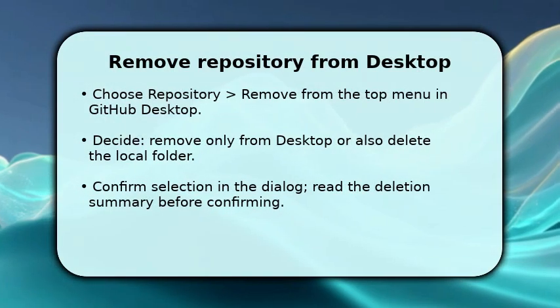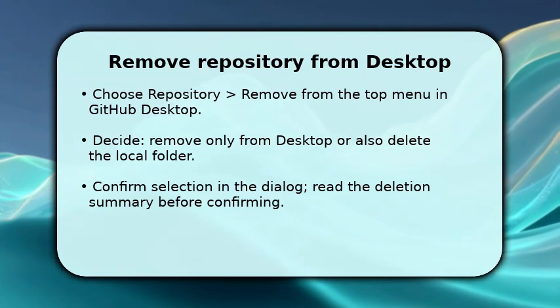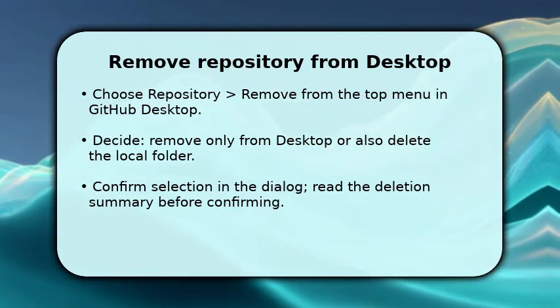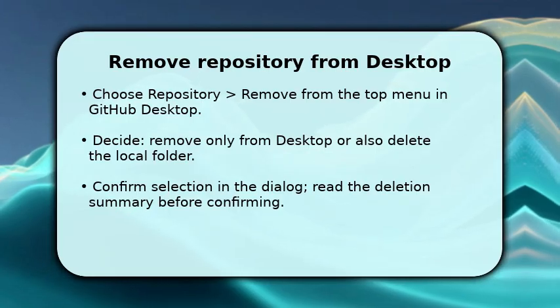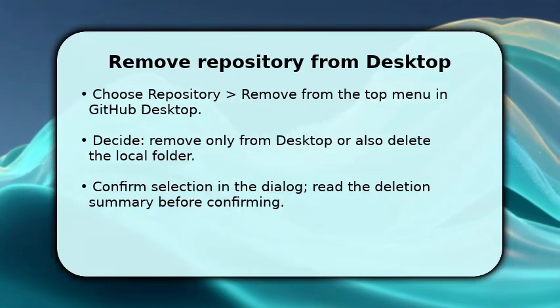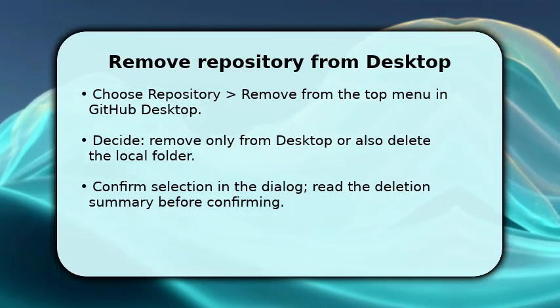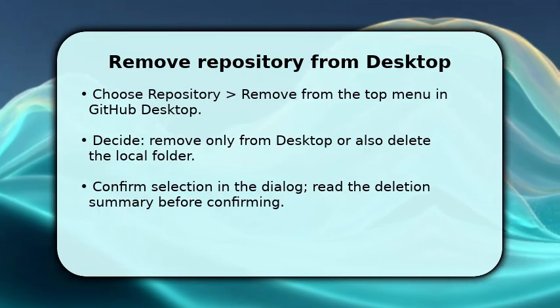From the top menu, choose Repository, then Remove to begin. You'll see options: remove only from desktop versus also deleting the local folder on disk. Pick carefully based on your backup. Once you select an option, read the dialog summary because it explains whether files will be permanently deleted.